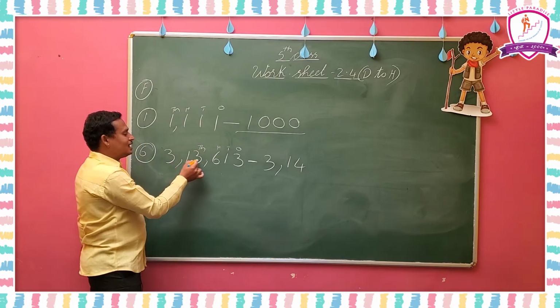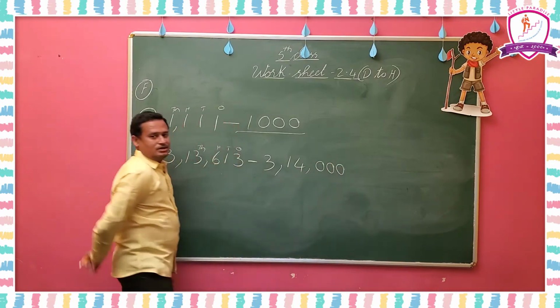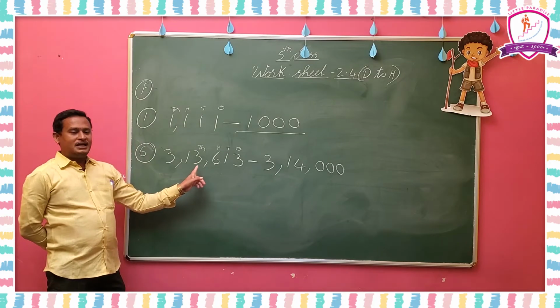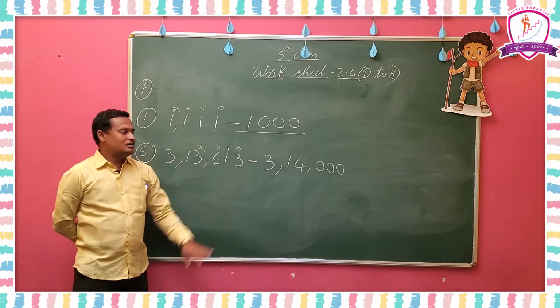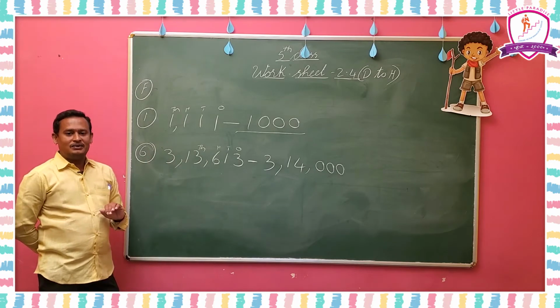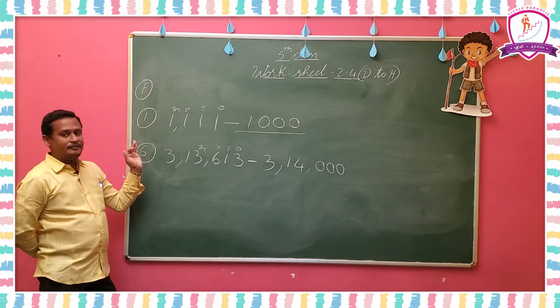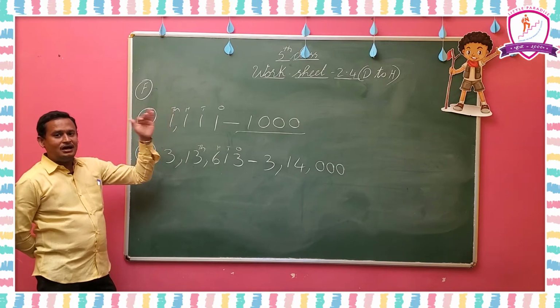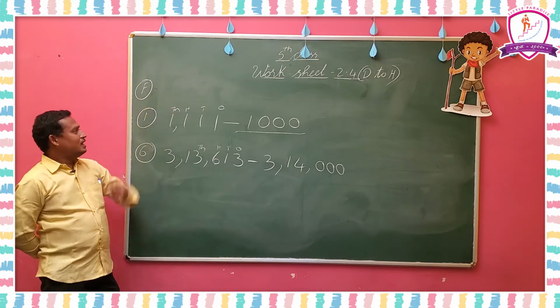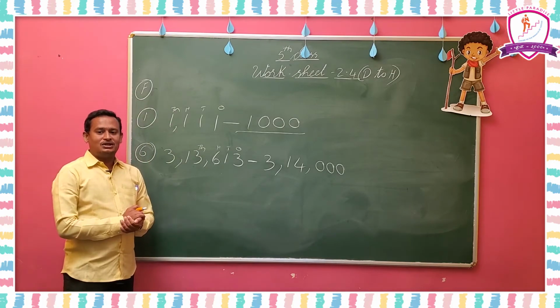So you can write 13 as 14,000, and the remaining places will be zeros. You have to fill the ones, tens, and hundreds places with zeros. Understood? Like this you have to complete the rounding of numbers in D, E, F Romans. D Roman is nearest tens, E Roman is nearest hundreds, and F Roman is nearest thousands. Okay? Now we are going to discuss G Roman.